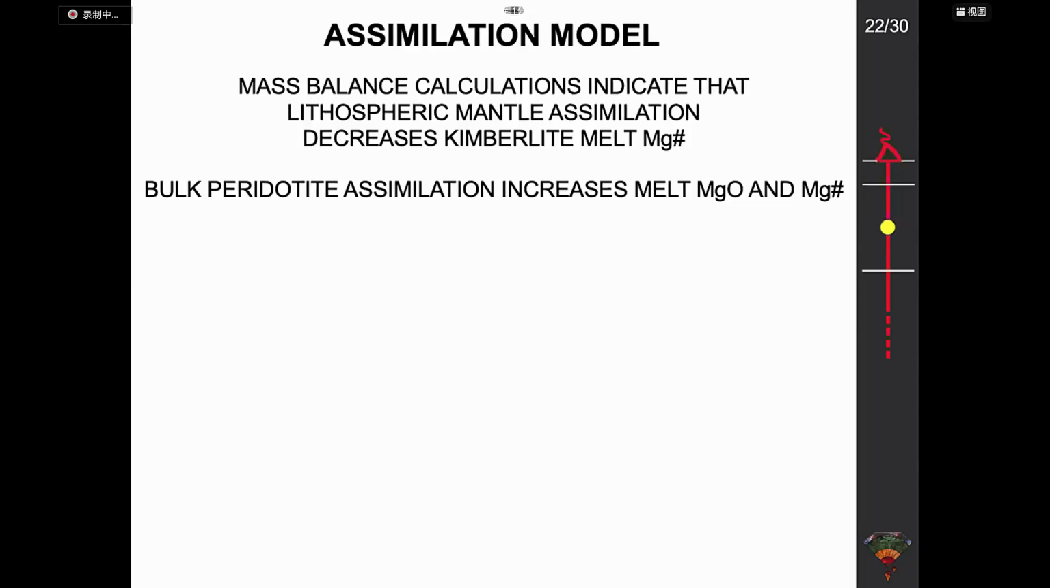Actually, we don't see that. We see the opposite. The composition of the melt in equilibrium with the olivine rims has a lower magnesium number. So we cannot simply assimilate bulk peridotitic material. We need another process.